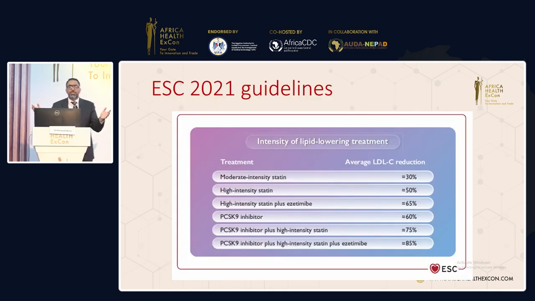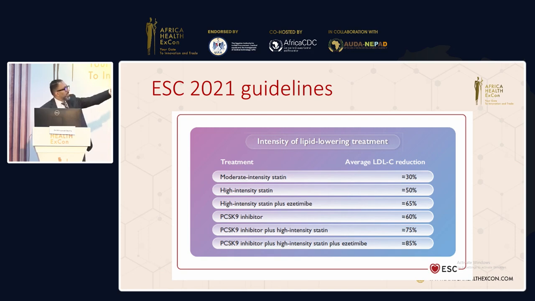What are the tools we have to reach this target? We must know our tools and the power of these tools. We have moderate intensity statin, that is atorvastatin 10 and 20, rosuvastatin 5 and 10. In high intensity statin, rosuvastatin 20 and 40, and atorvastatin 40 and 80. We have high intensity statin plus ezetimibe, and PCSK9 inhibitor, and PCSK9 plus high intensity statin and all of the above.